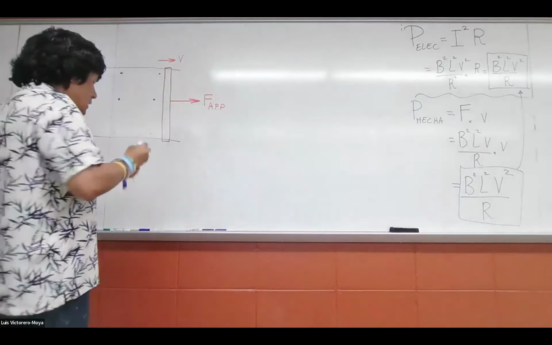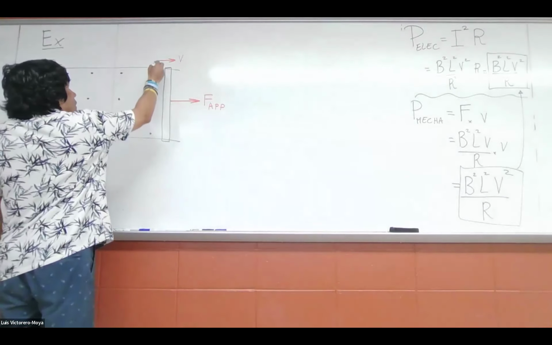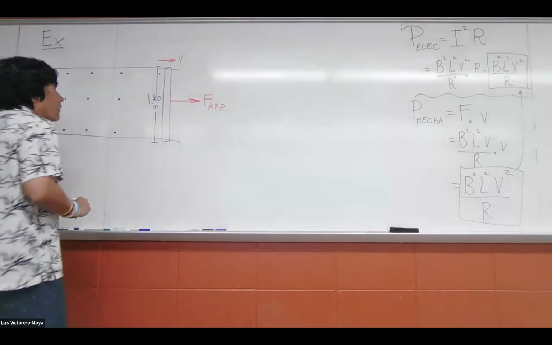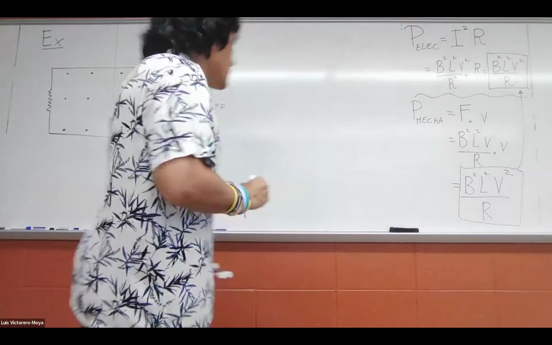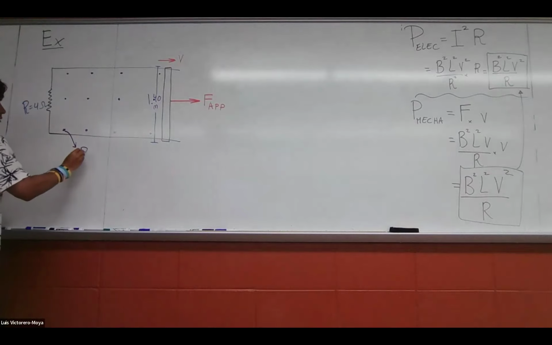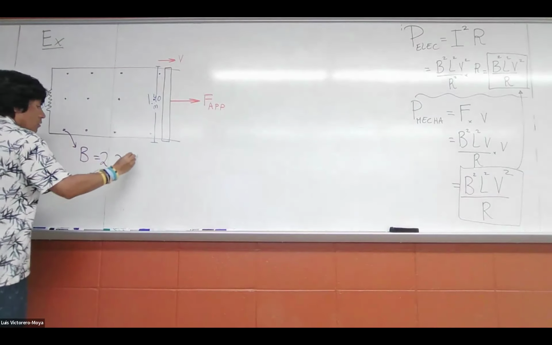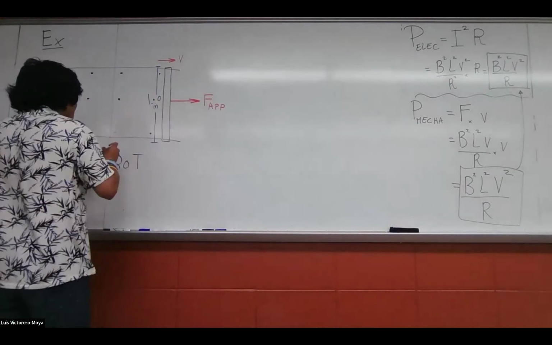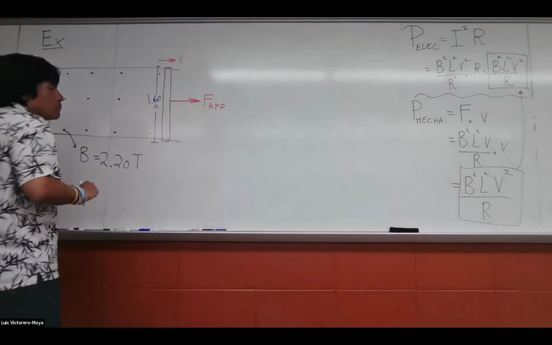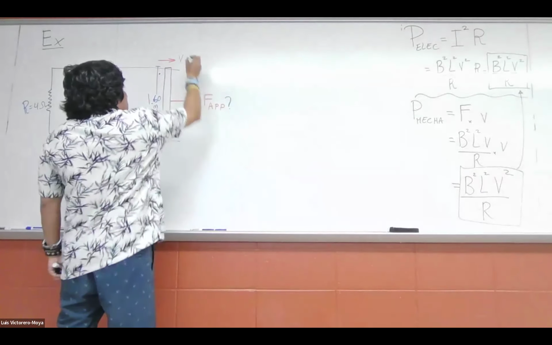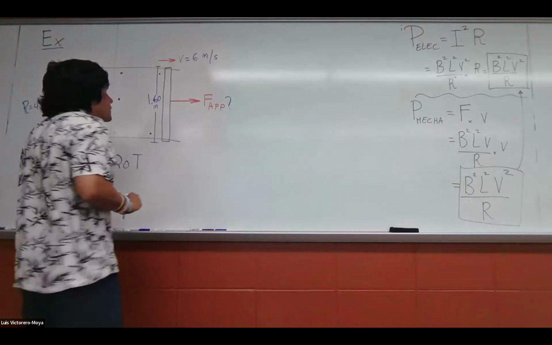But the length of the bar is 1.40 meters. The resistance is of 4 ohms. The field is of 2.20 Teslas. Oh, sorry, 1.6. Let's see this. It's 1.6, 1.60. And they ask you to find the force, so you want to find this, if the speed is 6 meters per second.